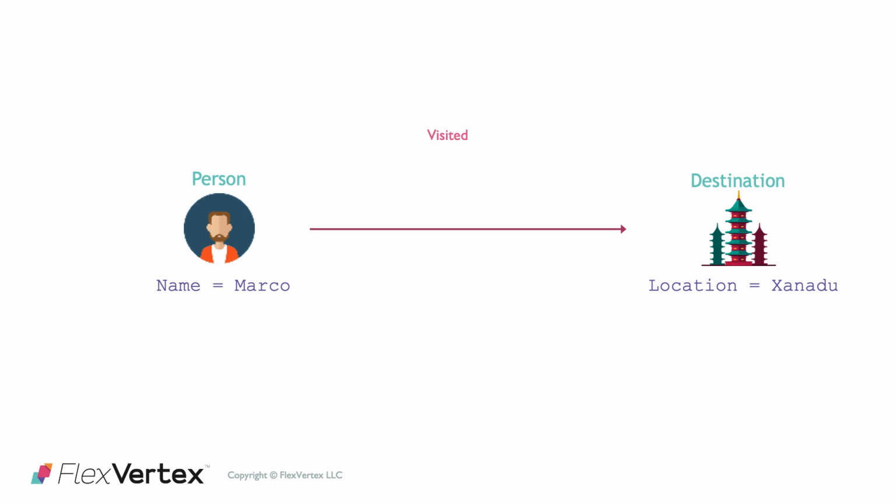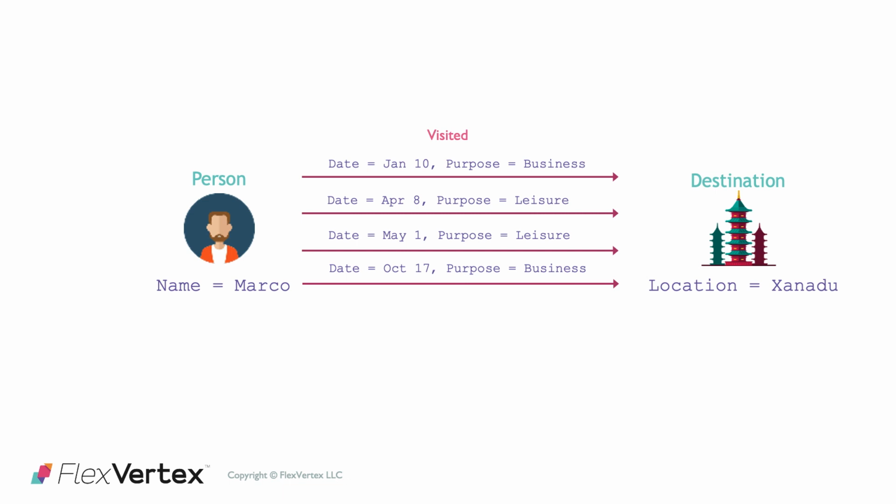Let's start by examining Marco's relationship with this destination. He's visited it once, so it's very easy to create a named connection, known as visited, between these two objects. Connections are interesting, but imagine that we want to keep track of details about them. For instance, we'd like to know the date and purpose of his visit to this destination. This information can be stored in properties on the connection itself, as we'll see momentarily.